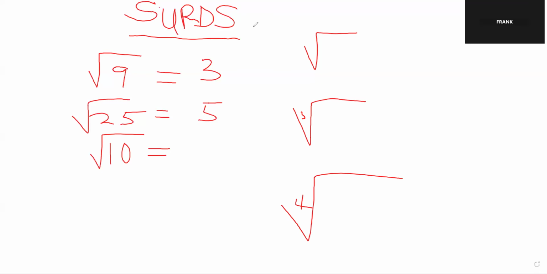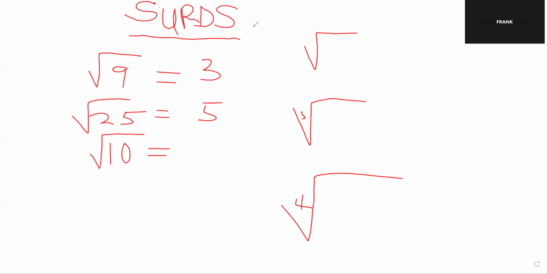As simple as that. So if you take the square root of 9, because the result is 3, which is a whole number, we say the square root of 9 is not a surd. If you take the square root of 25, whose result is 5, which is a whole number, we say the square root of 25 is not a surd. But if you take the root of 10, you cannot actually get a definite answer, so we say root of 10 is a surd.